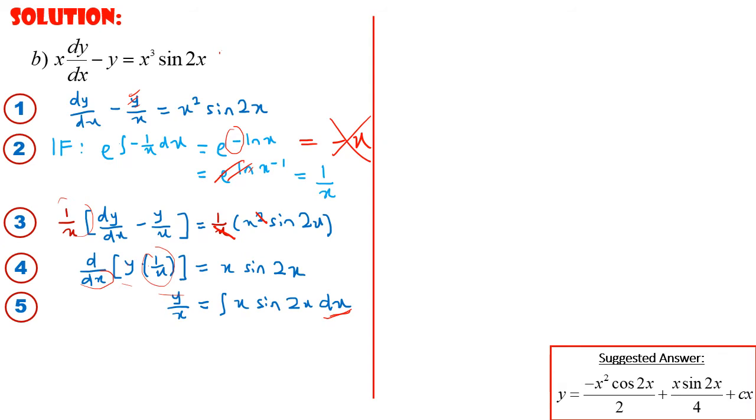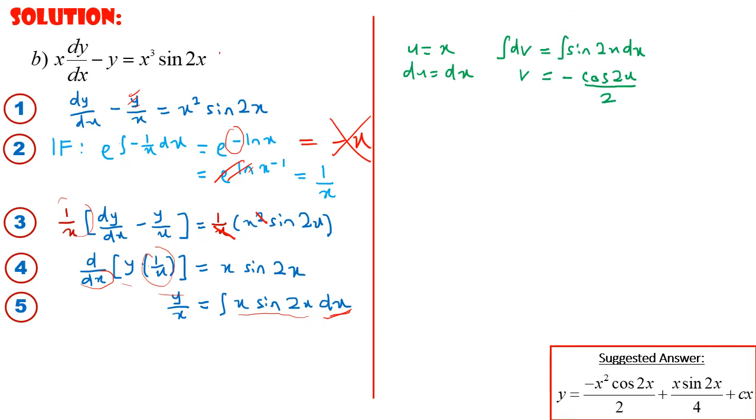Okay, the question here, how do we integrate the right hand side? x and sine 2x. Can we use the substitution method? The answer is no. So what method do we use? Yes, you notice that since we have u and dv, of course the method that we have to use is the integration by parts method.